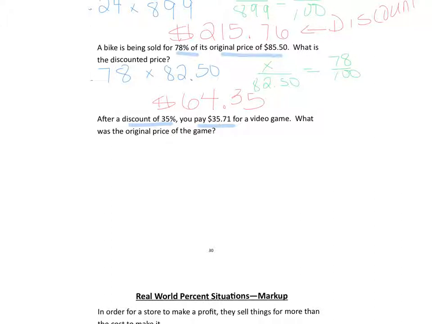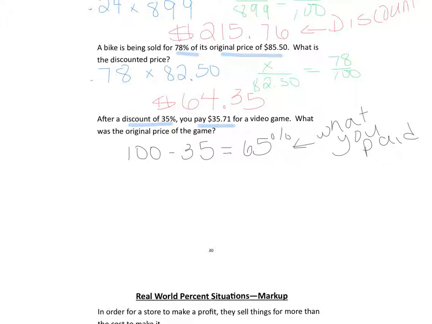Now the thing to think about is it says that after 35%, that's how much you paid. So that amount of $35.71 isn't actually what you paid. What you paid was 100% of the cost minus the discount of 35%, which gives you 65%. That's what you paid. Now we can go through and do our equation. We don't know the original amount, but we do know that when we only paid the sale price, we got $35.71.